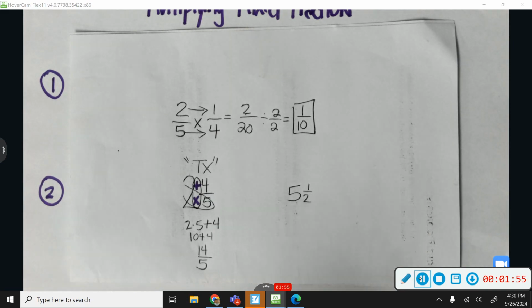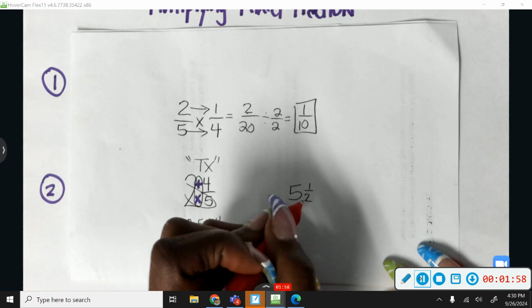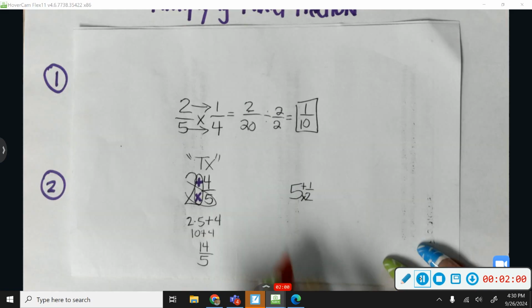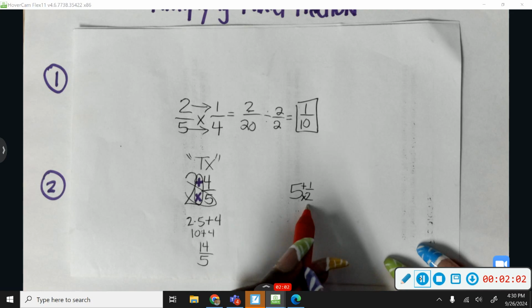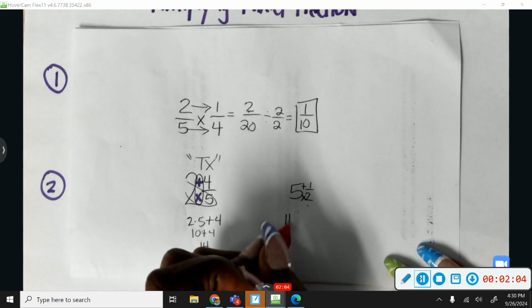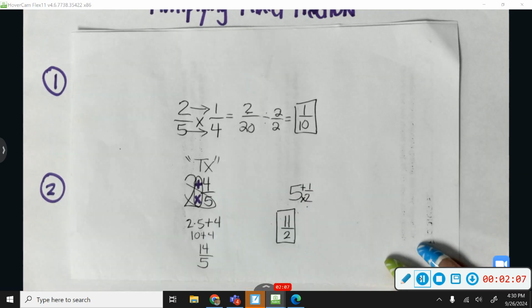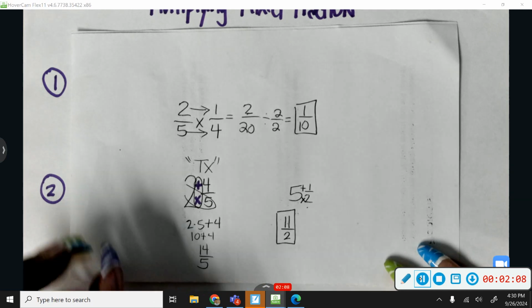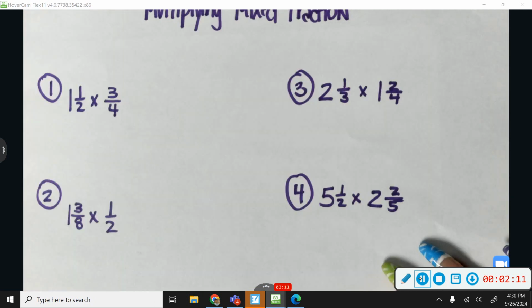Okay, I have 5 1/2. So again, times, add. 5 times 2, that gives me 10, plus 1, that's 11/2. And we're done. Okay, now let's apply our learning to these problems below.